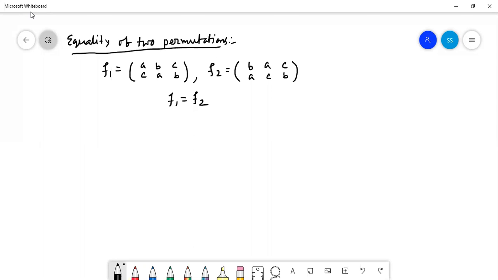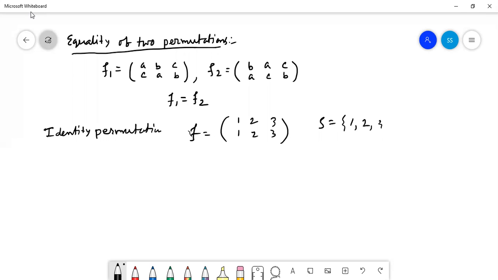And lastly, the identity permutation. If we take A equal to 1, 2, 3, and one permutation is here, 1 maps to 1, 2 maps to 2, 3 maps to 3, then it is called the identity permutation. Clear? So these are the permutations.